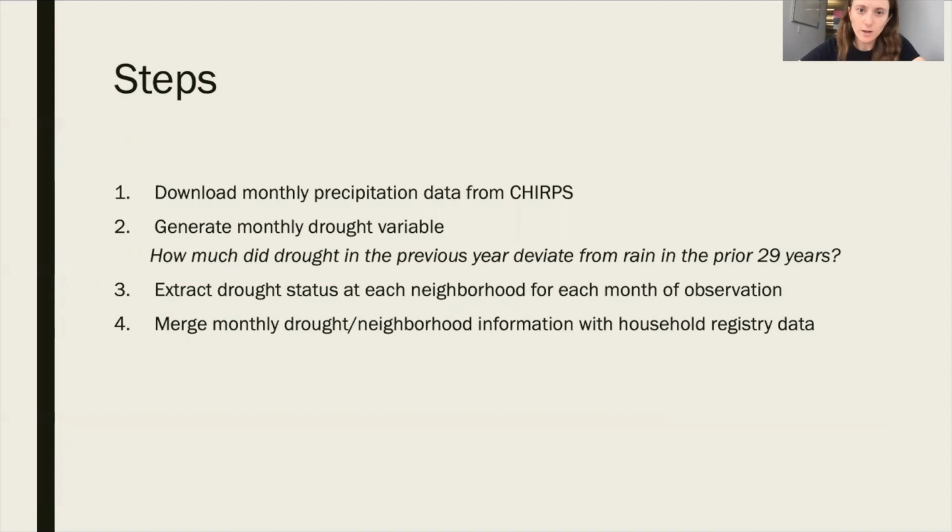So the steps that I'm going to very quickly walk you through were first downloading precipitation data from CHIRPS, which is a publicly available, high resolution data set of rainfall, and you can get it daily, 5-day, or monthly. Then I'm going to show you how I generate this drought variable. And the way that drought is defined is how much did rain in the year prior to the survey deviate from the prior 29 years. And then extract the drought status at each neighborhood for each month of observation. And then finally merging monthly drought and neighborhood information with household registry data. So I'm going to walk you through these steps and show you some code with how we did that.